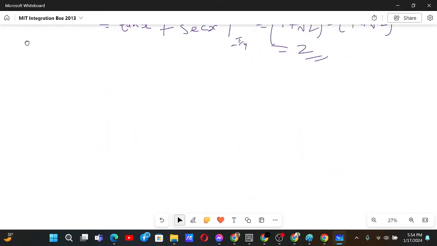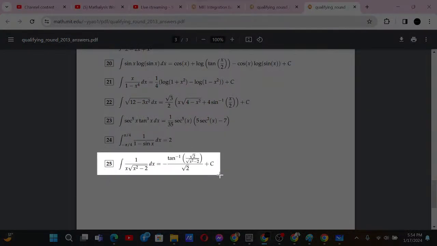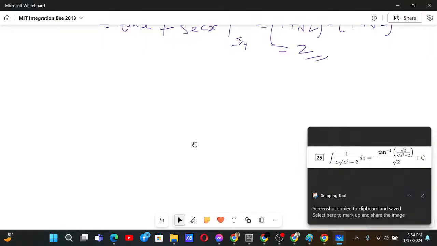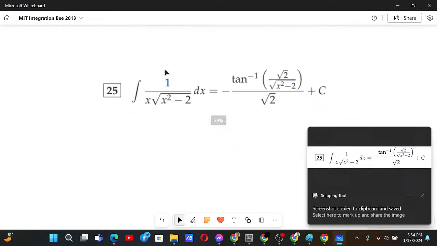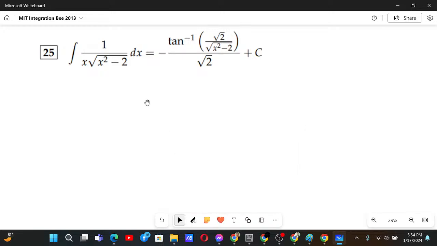Let's go to the next problem. Problem number 25. This problem, my answer will be easier than what is given over here, because I have some standard tools that the problem proposer did not have. Basically, I will directly use a formula. This is actually a standard formula.